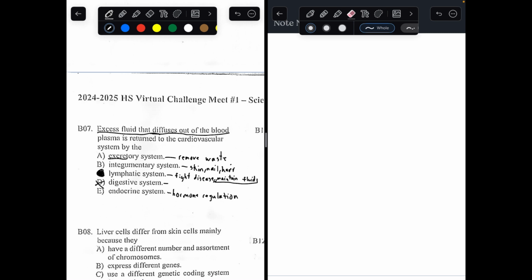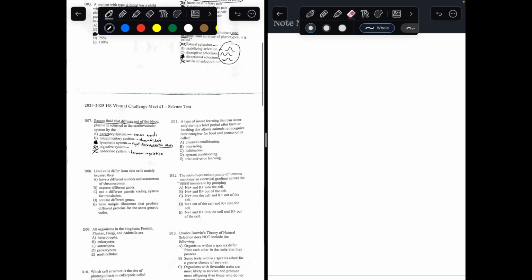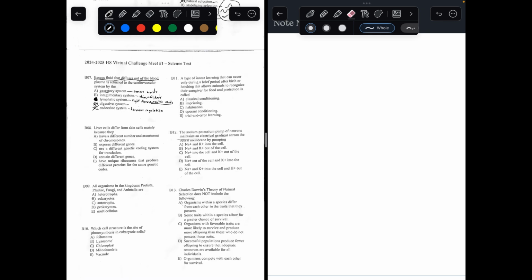So our hormones like adrenaline, epinephrine, norepinephrine, all these hormones are being regulated, but that's not what's being talked about in number 7. So the answer to number 7 would be C, the lymphatic system. Number 8.